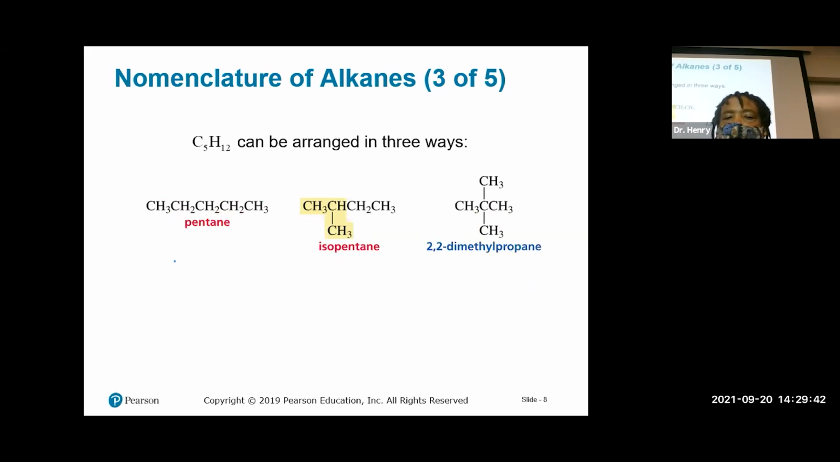Oops. Okay, so this guy, this would be our n-pentane, its common name. Pentane is what we would call it, 1, 2, 3, 4, 5 carbons. Right. This guy is called isopentane. We've got a methyl here, and so then you have these guys hanging out. So what would be another name for this guy? It's the IUPAC name.